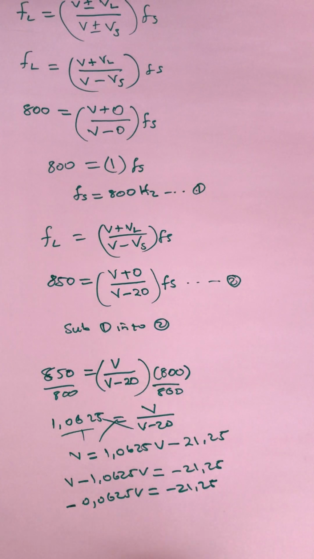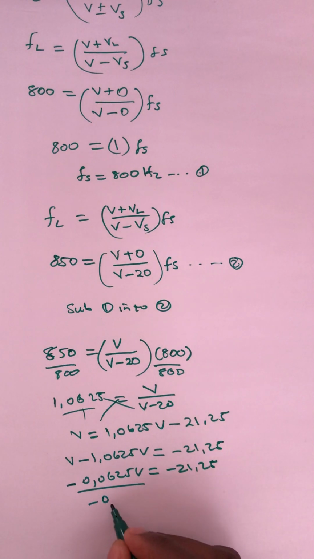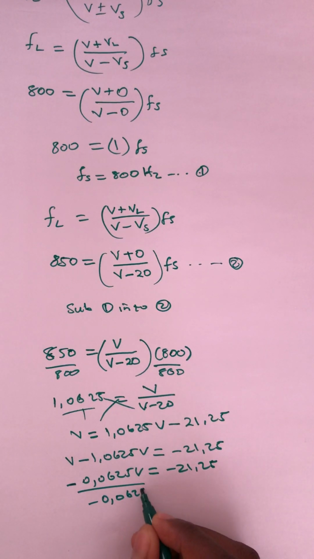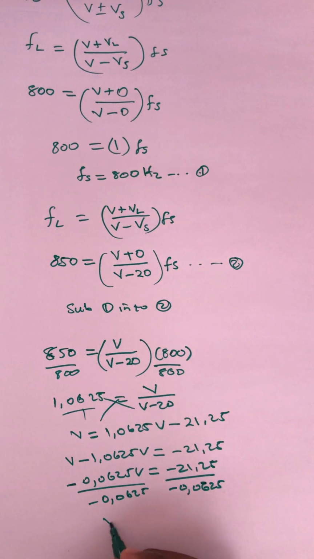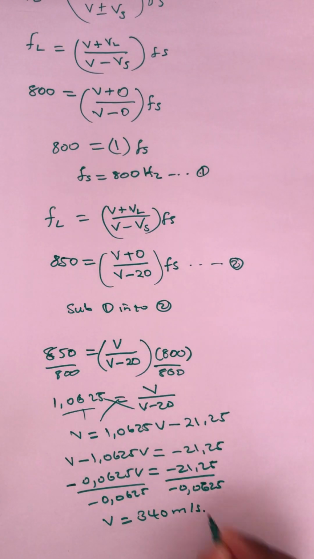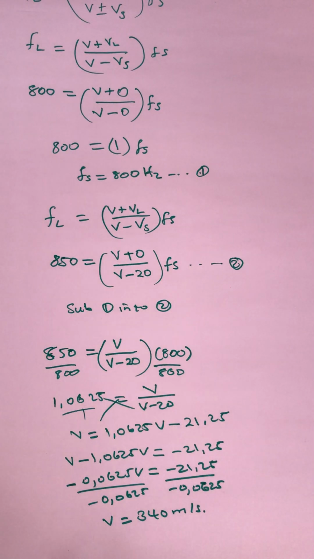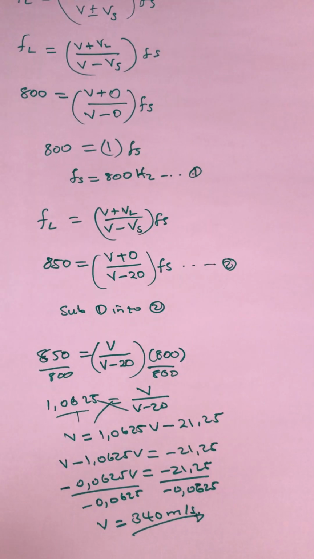Then we divide by the coefficient of v. We're looking for v, negative 21.25 over negative 0.0625. Then v will be equal to 340 meters per second. So it means that the speed of sound in air as the source is moving towards the listener is 340 meters per second. So let's move to the following question.